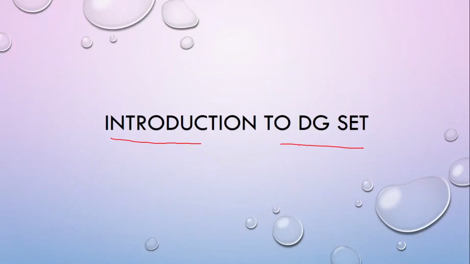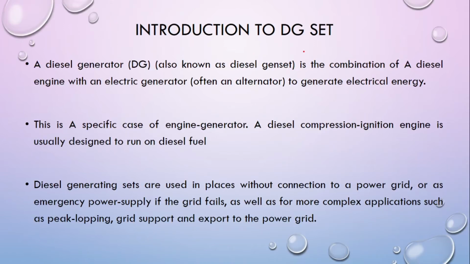Introduction to DG set. In this session we're going to talk about what we mean by the DG set. It is always called a diesel generator. Basically the diesel generator is none other than a power supply, which we require whenever the grid fails or any kind of electricity outage is happening. At that time we require a backup power supply, which we can give through the DG set.